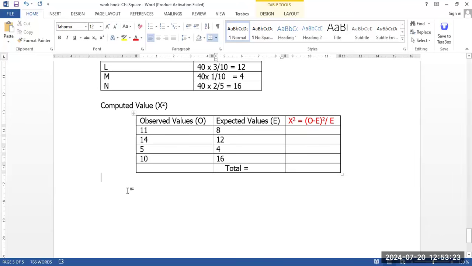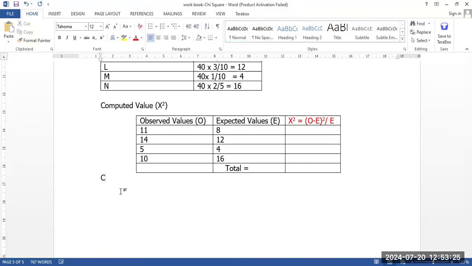Once you get the computed value, you will need the value from the table for this question. What is V? What is the degree of freedom? How many?